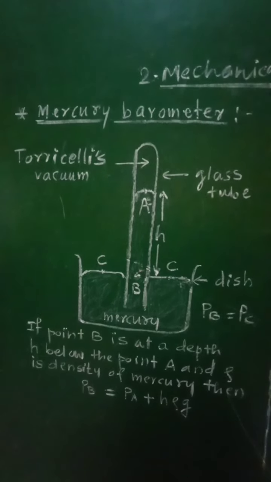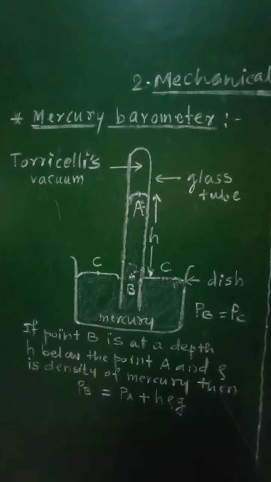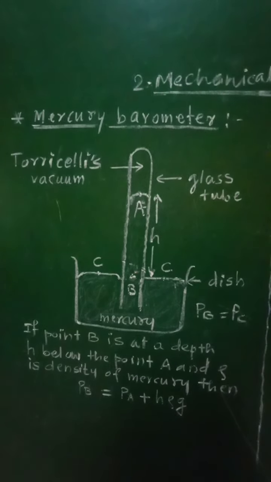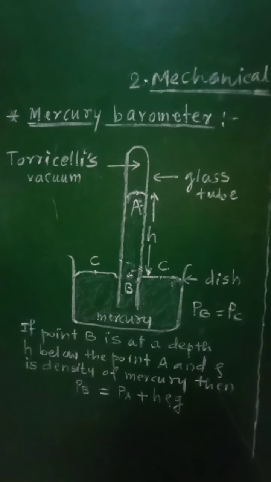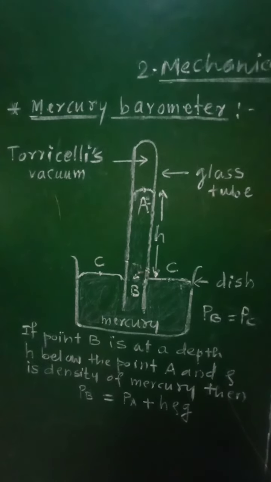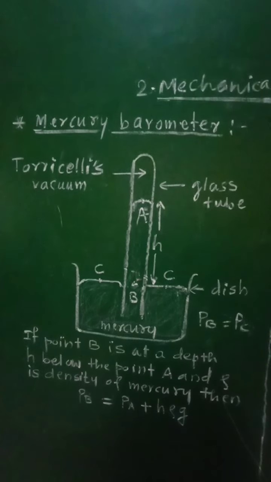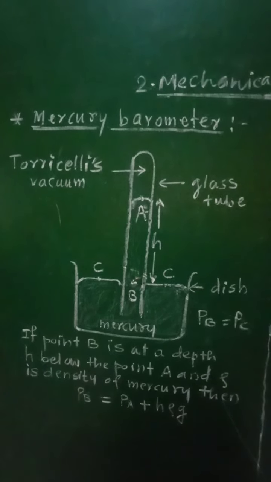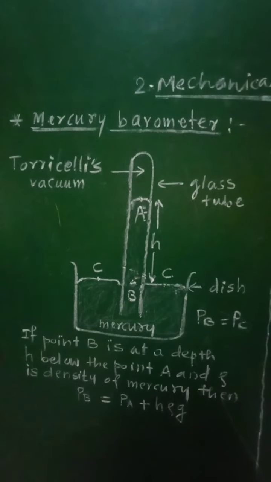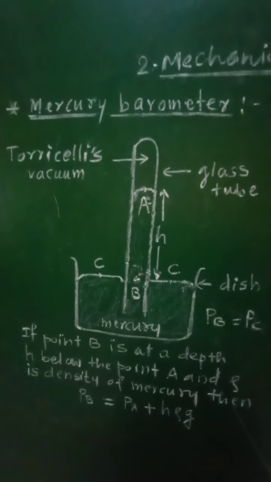It is in the form of a glass tube completely filled with mercury and placed upside down in a small dish filled with mercury. Then the length of glass tube is about 1 meter and its diameter is about 1 centimeter.